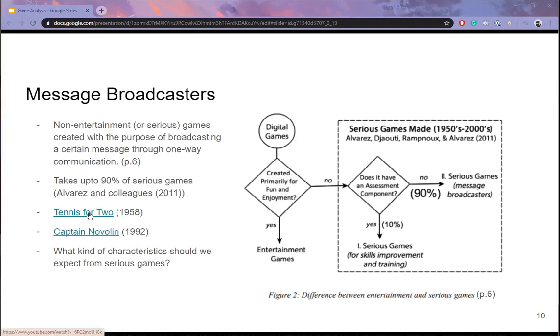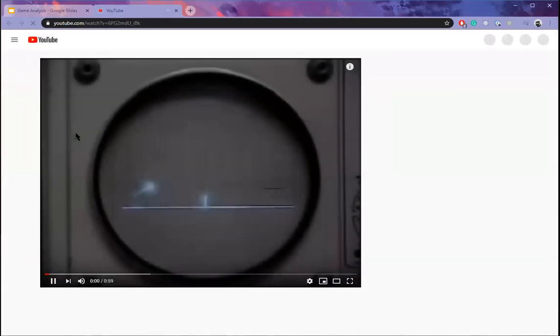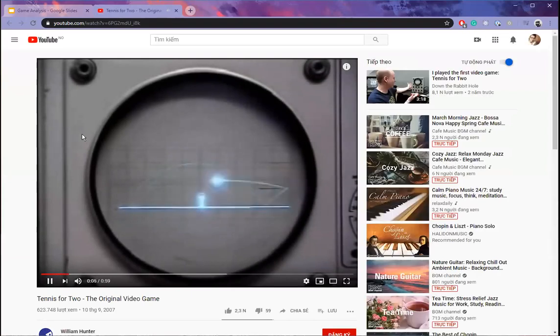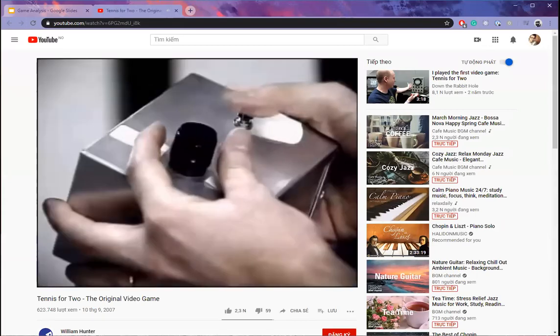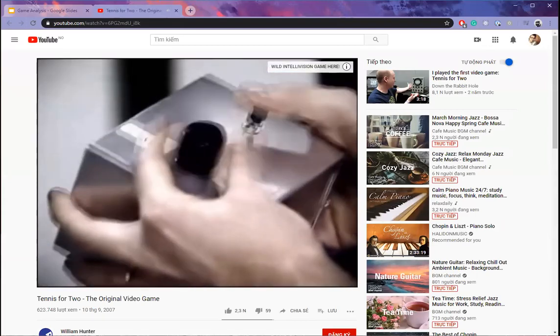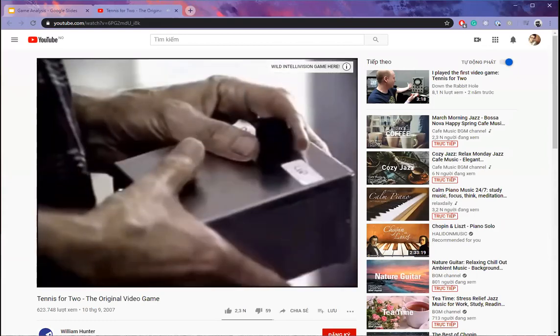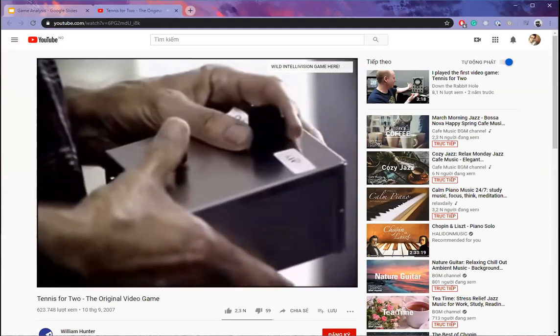And this is the gameplay. And it's just a normal screen, and then the user uses the mouse to control the mouse. This is the play. It's quite fun.